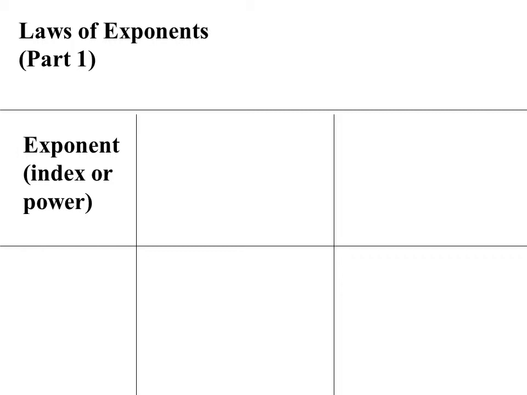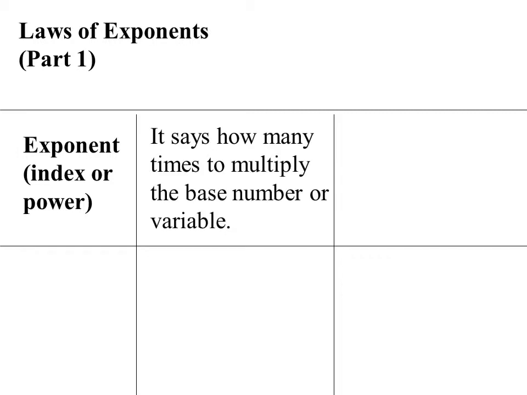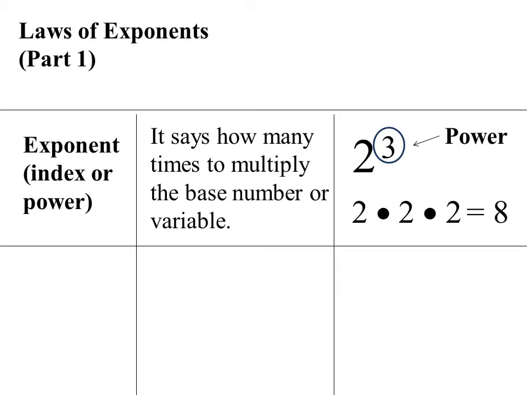The laws of exponents, part 1. An exponent, you'll also hear it called the index or power. So an exponent tells me how many times to multiply the base or the variable. For example, 2 to the third power. 3 is the power, or the index, or the exponent. It tells me to multiply 2 times 2 times 2, which will give me 8.